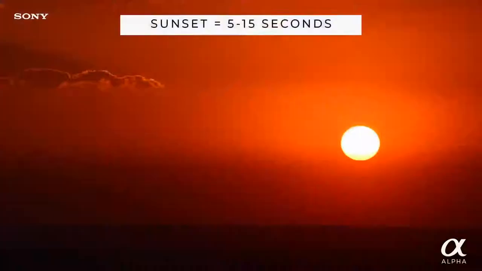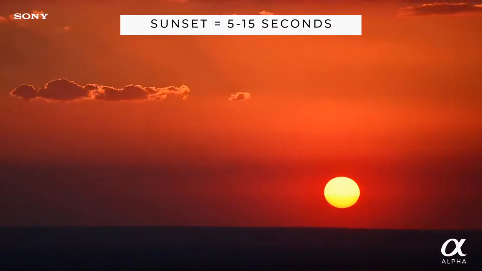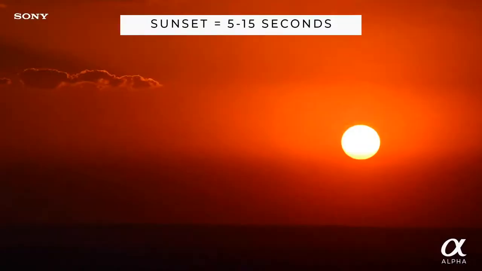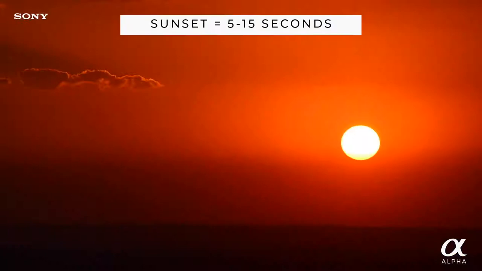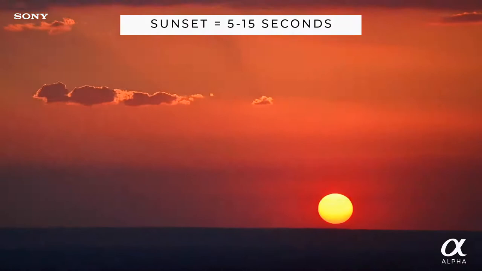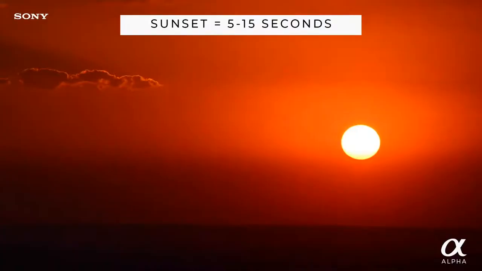Sunsets, watching the sun go down, is 5 to 15 seconds. Again, this depends on where you are in the world. If you are up near the extremities of the northern hemisphere or the southern hemisphere, the sun goes down really slowly. You might need an even longer time. Here in Africa, it feels as though somebody has attached a cement bag to the sun and it drops very quickly. So about five seconds is a good time for that.